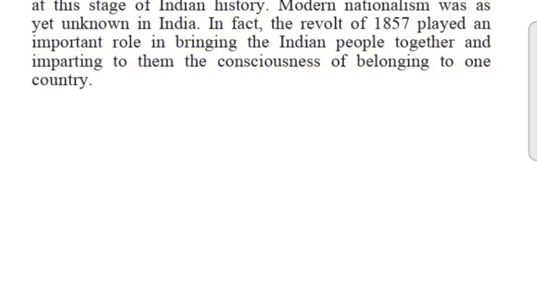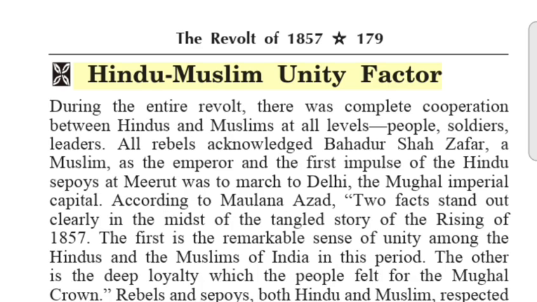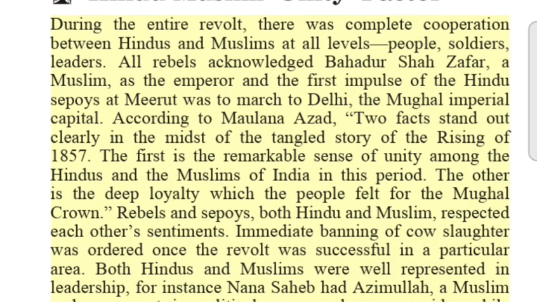Hindu-Muslim Unity Factor. During the entire revolt, there was complete cooperation between Hindus and Muslims at all levels: people, soldiers, leaders. All rebels acknowledged Bahadur Shah Zafar, a Muslim, as the emperor, and the first impulse of the Hindu sepoys at Meerut was to march to Delhi, the Mughal imperial capital.